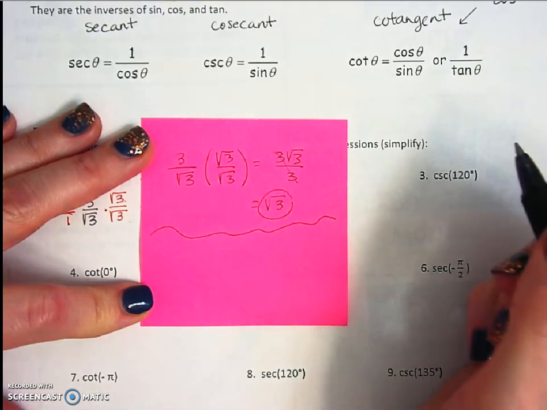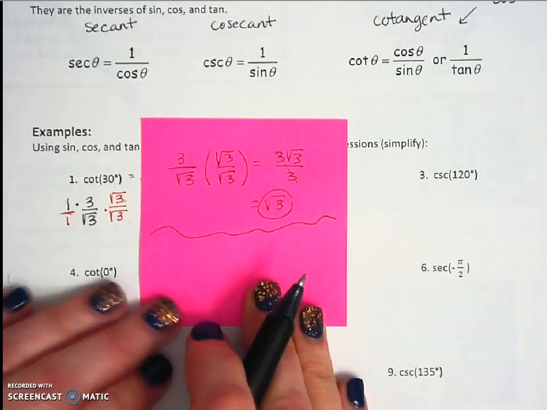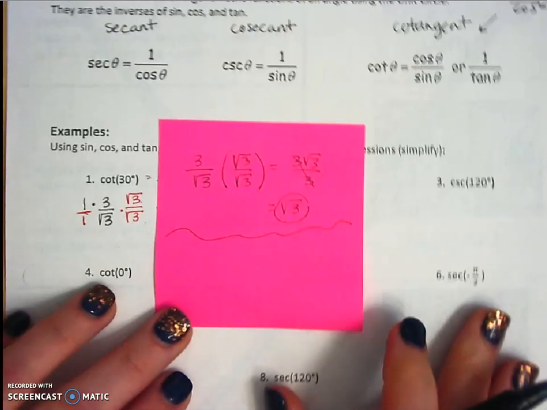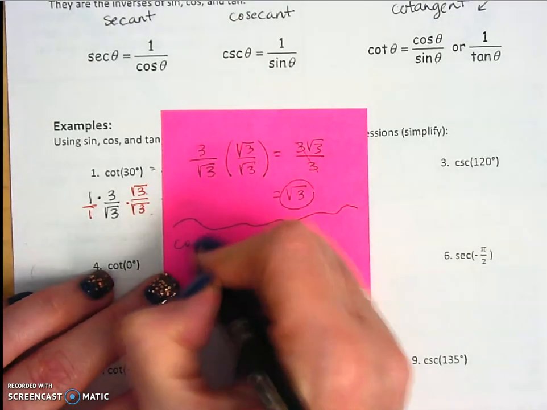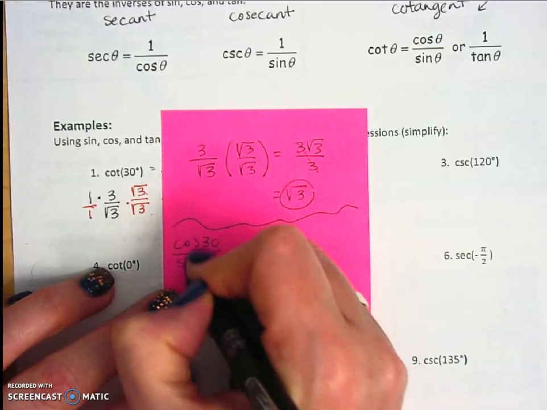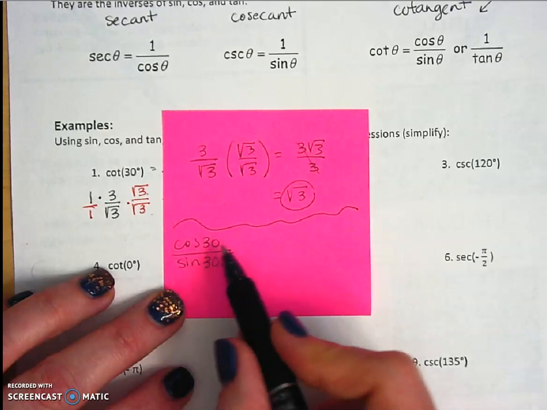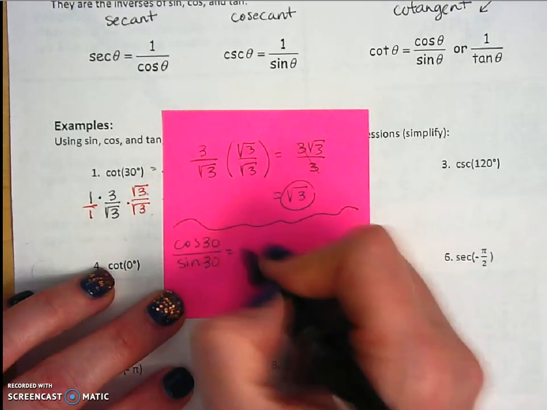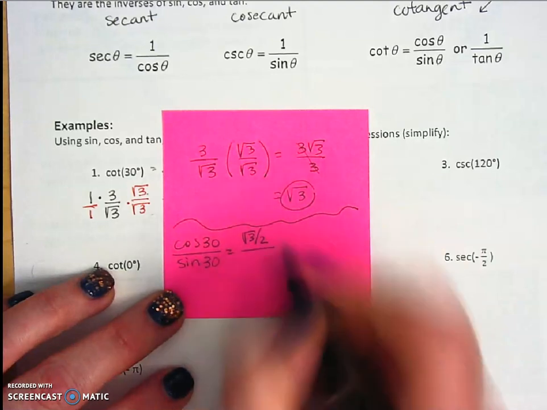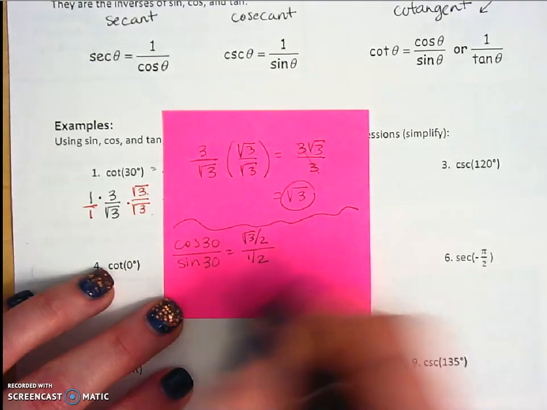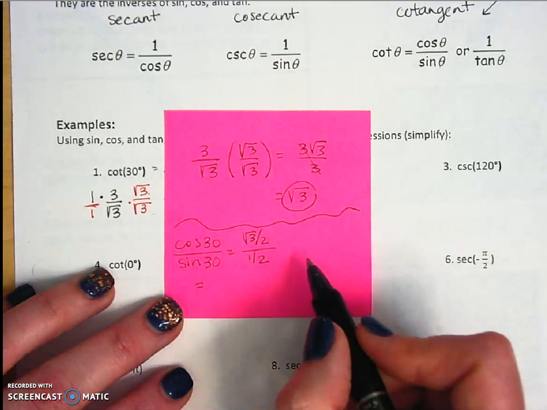And the third way that I want to bring to your attention is that I could have used this ratio right here. Cotangent is cosine over sine of the angle. So that would have been cosine 30 over sine 30. Remember, cosine is the x coordinate of the ordered pair at 30 degrees. So that's rad 3 over 2. Sine 30 is the y coordinate of the ordered pair at 30 degrees. That's 1/2. So this is, again, the multiplying by the reciprocal situation.